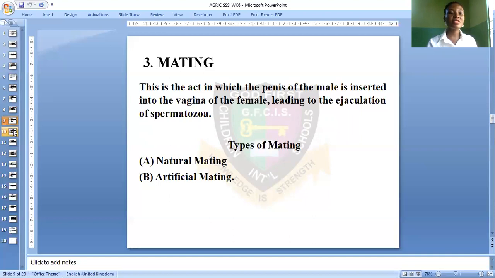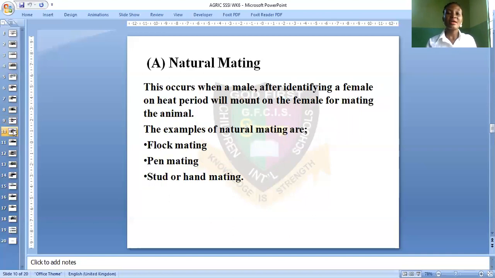Now let's discuss the natural mating. Natural mating occurs when a male, after identifying a female, will mount the female for mating. This is for copulating. The male must have identified the female farm animal. Then the male will now mount the female for mating. We have three main examples of natural mating: the flock mating, the pen mating, and the stud or hand mating.